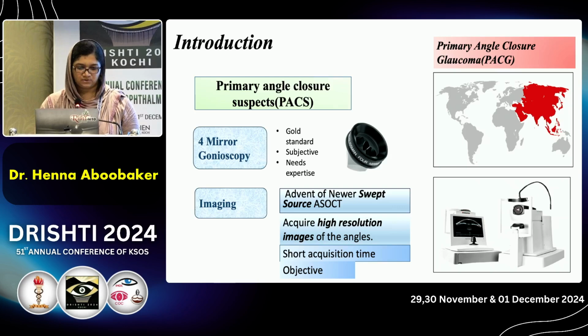It's known that gonioscopy is the gold standard for detection of narrow angles, but it is subjective and needs more expertise. Imaging modalities, with the advent of newer swept-source ASOCTs, acquire high resolution images of the angles with a relatively shorter acquisition time, and it's more objective.